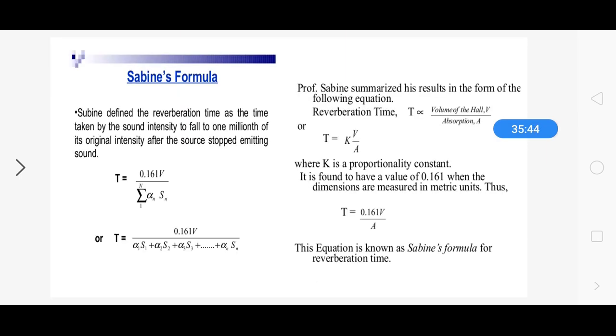Sabine's formula. So here Professor Sabine introduced an equation for reverberation time. Sabine defined reverberation time as the time taken by the sound intensity to fall to one millionth of its original intensity after the source stopped. So it is 10 power 6 times the threshold of audibility.